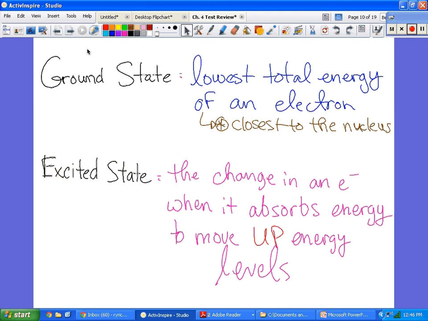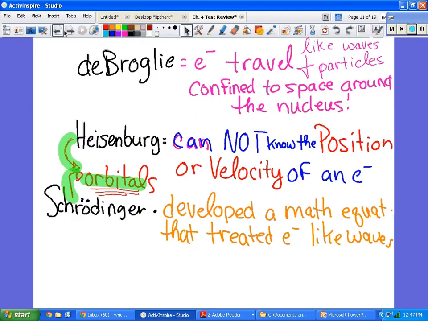Okay. Ground state versus excited state. Really important. Ground state is the lowest total energy of an electron, closest to the nucleus. If you're standing on the ground, do you agree that you're closest to the Earth? That's your lowest state of energy. The excited state is the change in an electron when it absorbs energy and moves up energy levels. So how do I get you on the roof? You have to jump. You have to get energy. Okay? All right. Hang on. I'm going to pause the video and let y'all catch this up.